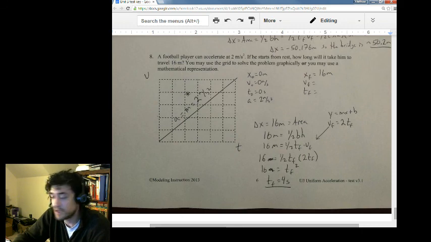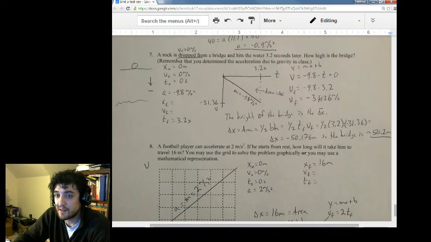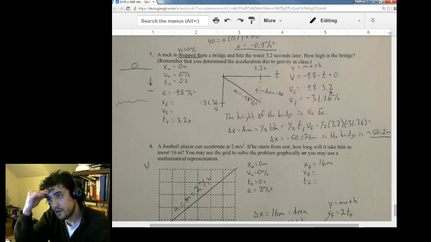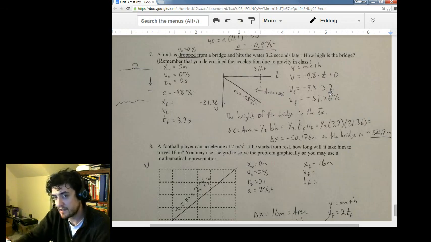Why wouldn't the equation just end at 31.36? Because it is not 31.36 meters, it's 31.36 meters per second. This is a velocity. That tells us how fast it's going, not how tall the bridge is. That makes sense? A ton of people stopped at 31.36, but that's not equal to displacement, that's equal to the velocity.